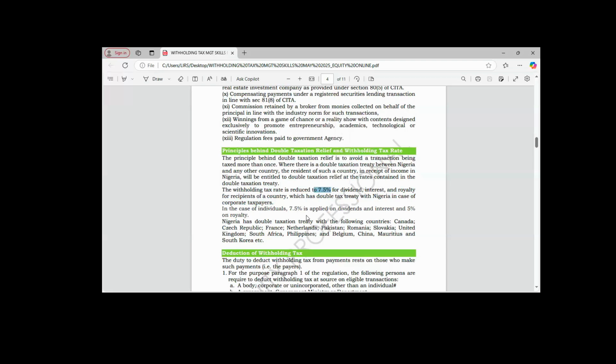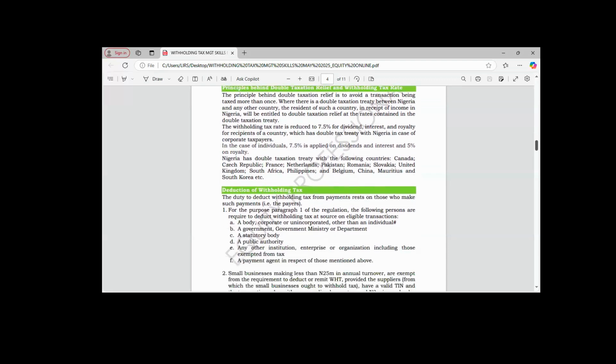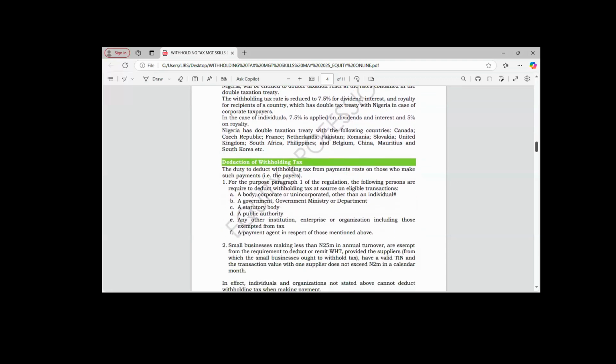Where the recipient of that income is an individual, it will be reduced to 7.5% for dividend and interest and 5% for royalty. So that is what is called a double taxation treaty or agreement for withholding tax in order to encourage investment.